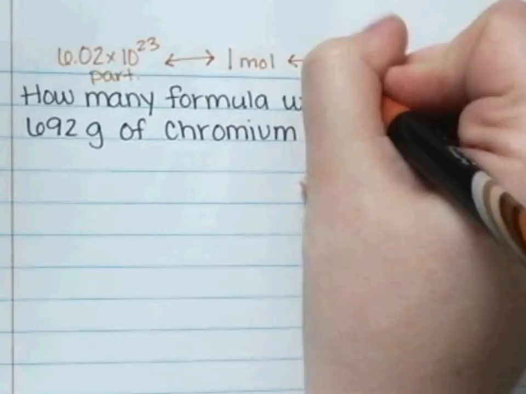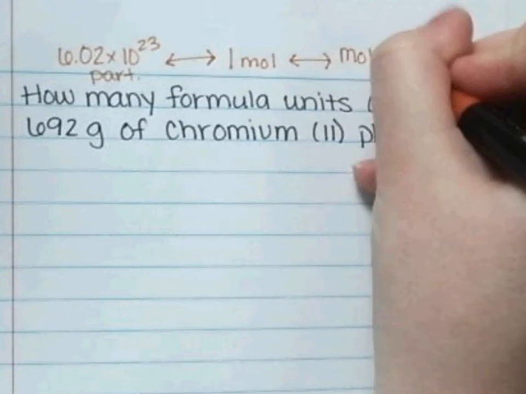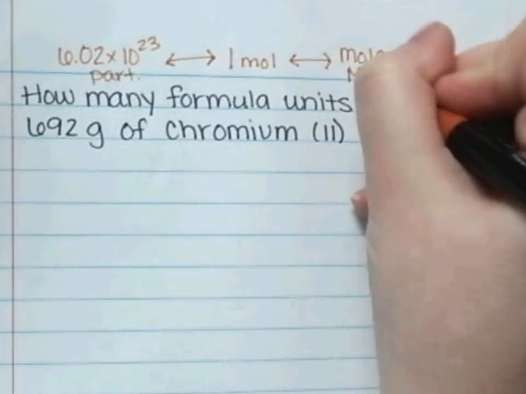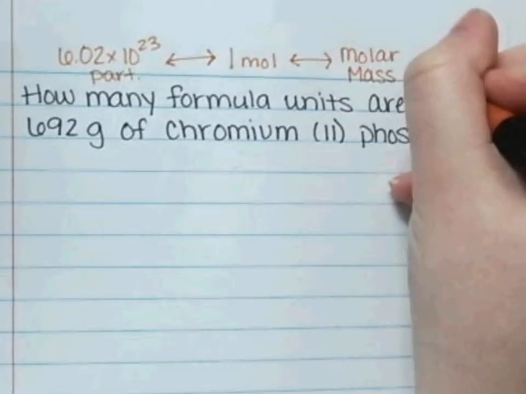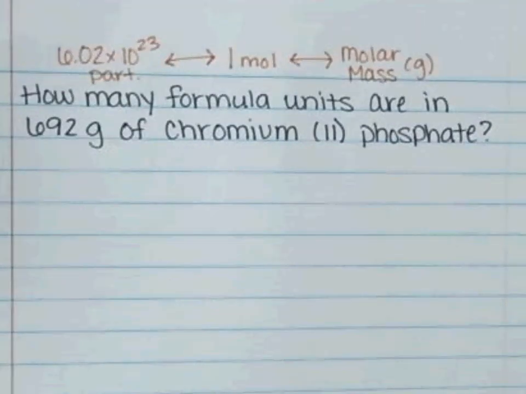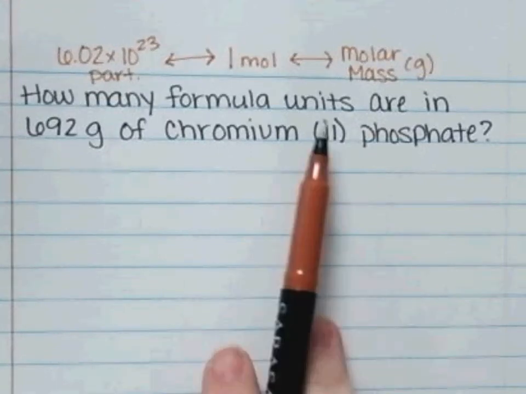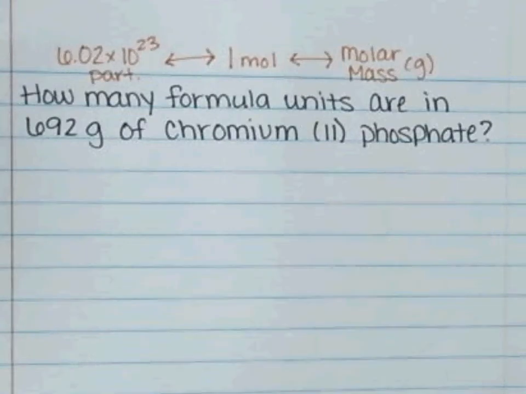All right. Hopefully that one didn't seem too bad. That was, again, just a 1-step problem. Now we're going to move on to a 2-step problem. We are actually going to have to do multiple conversions for this one. So this one is asking how many formula units are in 692 grams of chromium(II) phosphate.